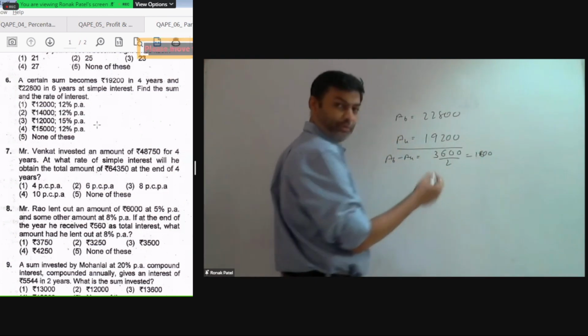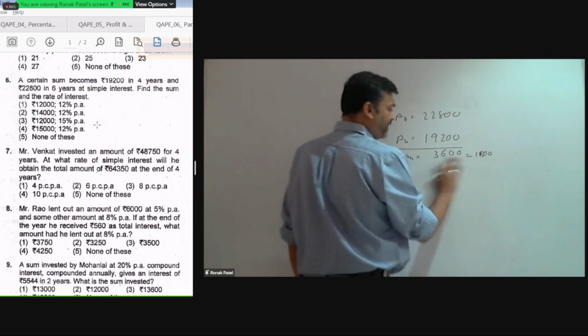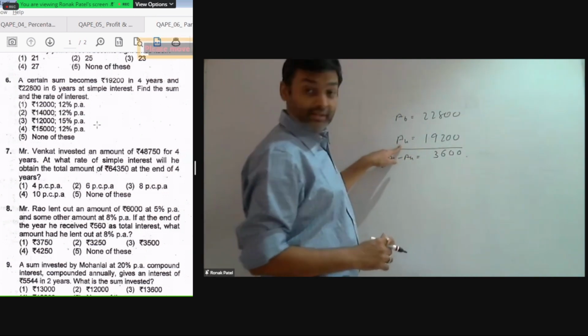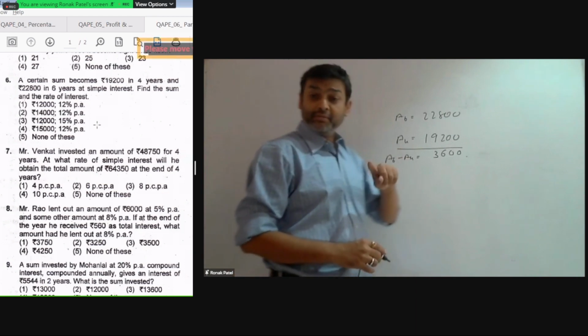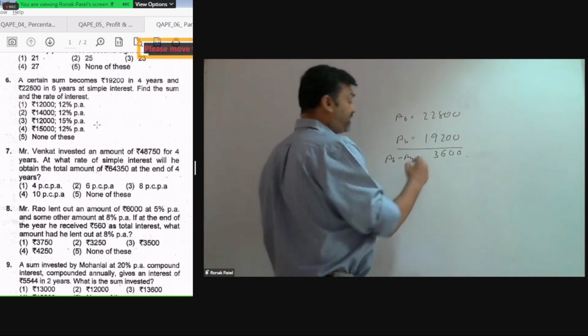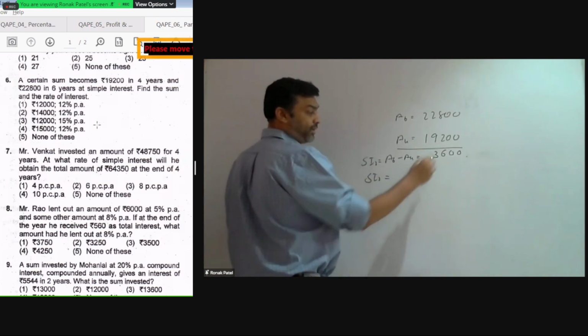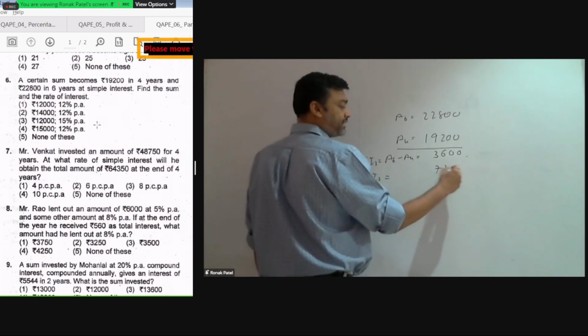Either you do it in this way, but I think in a different way. I can say that my 2 years' interest is 3,600, and I'm given this amount after 4 years. So principal plus 4 years' interest. This is 2 years' interest, so I'll find 4 years' interest, which means double of that. So 3,600 doubled is 7,200.